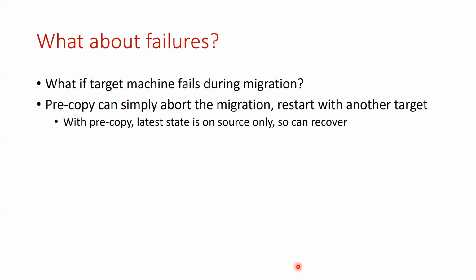You did a few iterative pre-copy rounds, you pushed some memory on there. Now the target machine has failed. So then what do you do? Nothing is lost. You can restart the migration process with another target. This is okay because the latest state is on your source machine only.